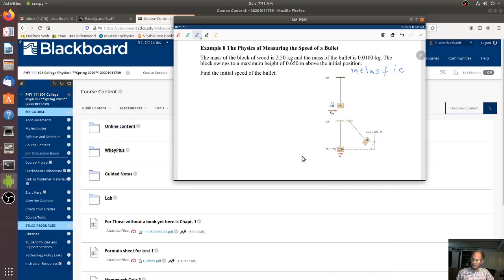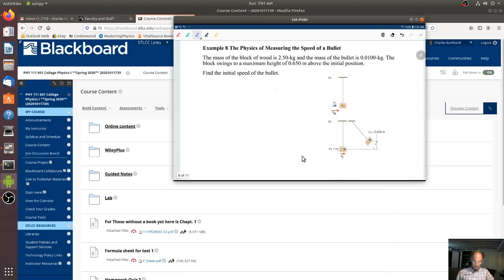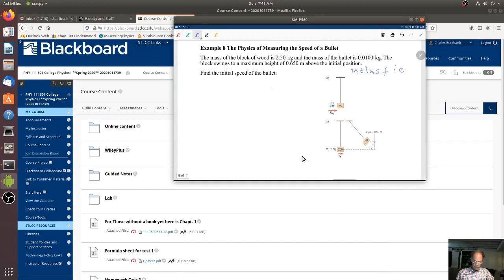Okay, but momentum is still conserved because this is a collision, and the external forces are all negligible compared to the forces being exerted between the bullet and the block. And this collision here also is assumed to take place very rapidly, so there's no motion of the block until after the collision is over. Okay, but momentum is conserved.